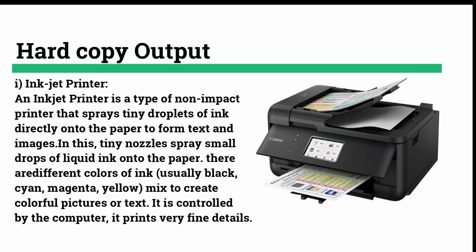1. Inkjet printer. An inkjet printer is a type of non-impact printer that sprays tiny droplets of ink directly onto the paper to form text and images. In this, tiny nozzles spray small drops of liquid ink onto the paper. There are different colors of ink, usually black, cyan, magenta, yellow, mixed to create colorful pictures or text. It is controlled by the computer. It prints very fine details.